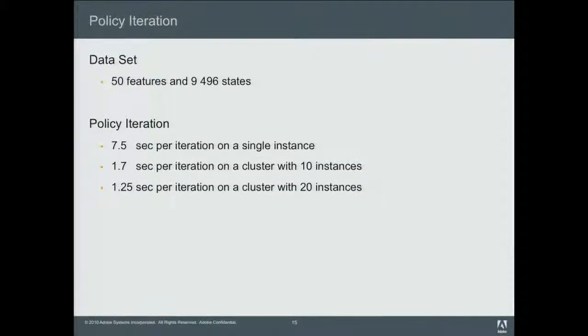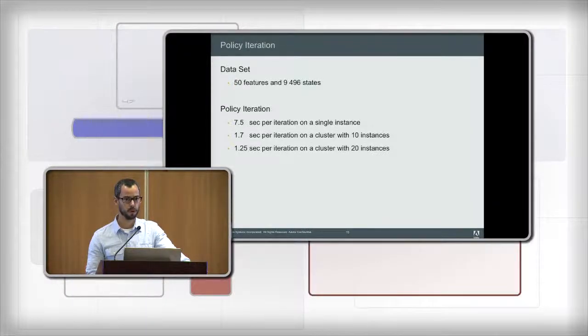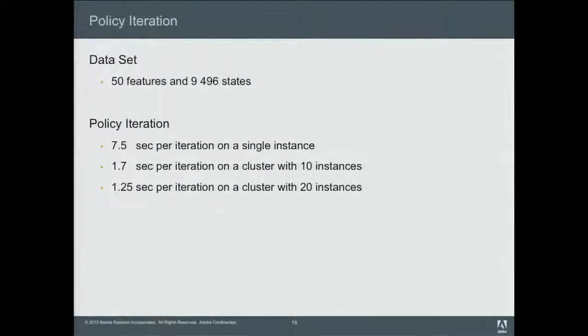For the policy iteration algorithm, I selected a smaller data set because there we have a quadratic runtime complexity in this problem. That's also why we are not using this in production. But it's still a nice example here. So we get, in policy iteration, 7.5 seconds per iteration on a single machine. Then we can shrink the runtime to 1.7 seconds if we use a cluster with 10 instances, and we can further reduce it to 1.25 seconds if we use a 20-instance cluster.